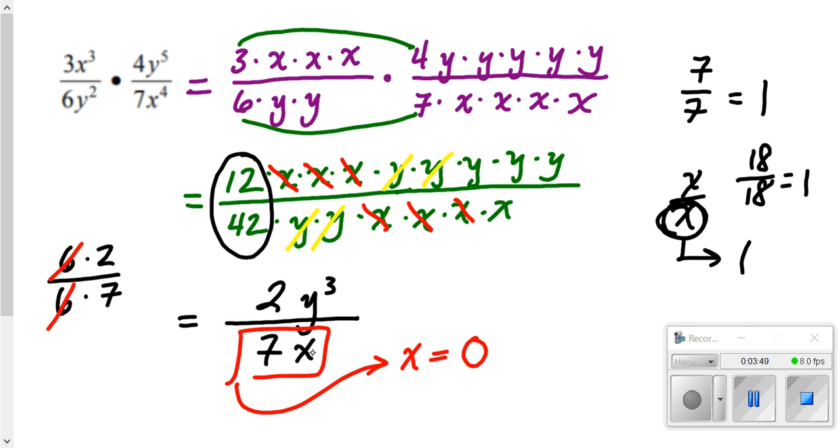Because then I'd have 7 times 0, which is 0. I'd be dividing by 0. That's not defined in mathematics. So I should say, this is my answer, but x can't be 0. Right? I can't violate that rule of math.